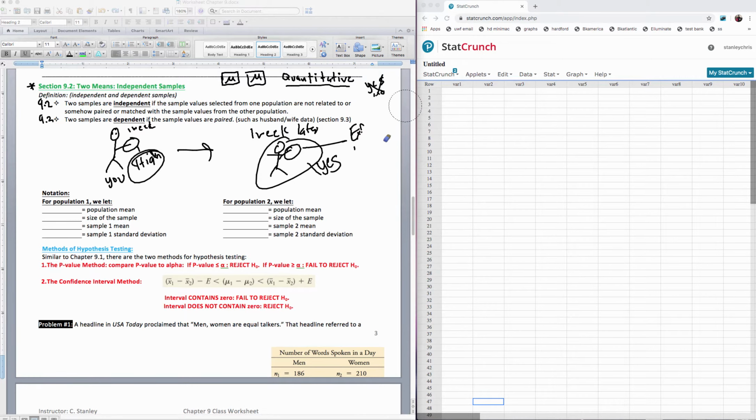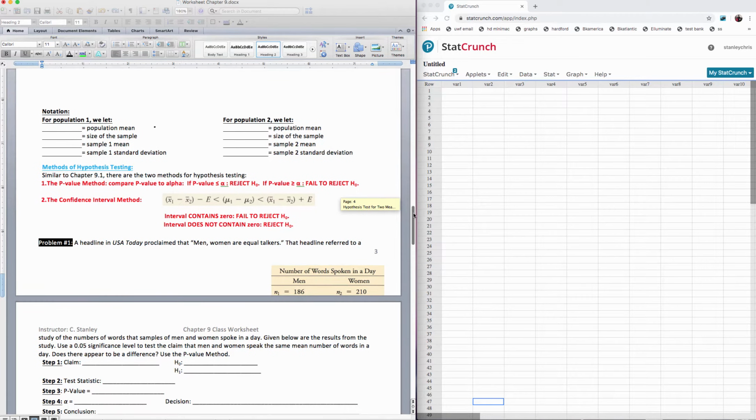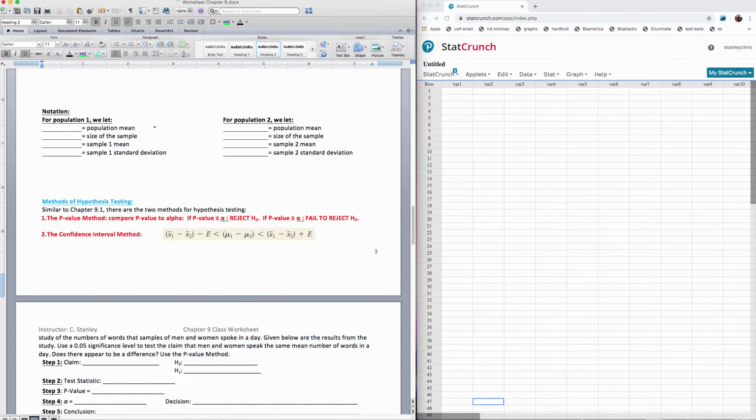So whenever you measure values on the same person, that'll be a test that we're going to learn in 9.3 and not 9.2. We're going to do both of them here.